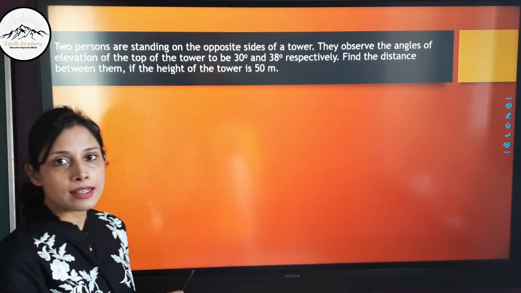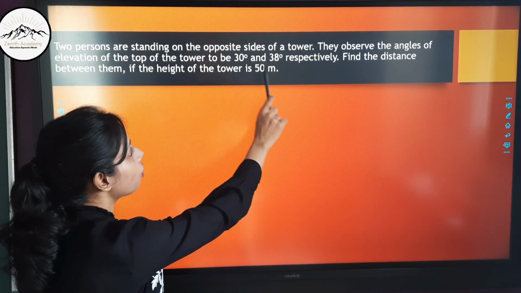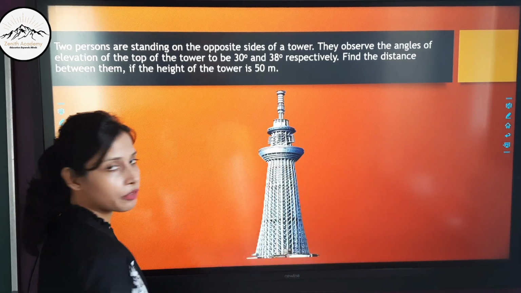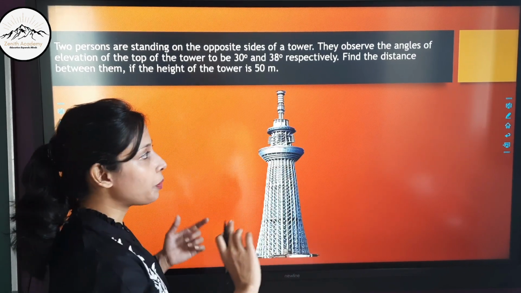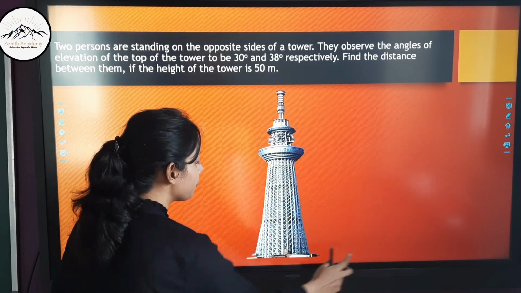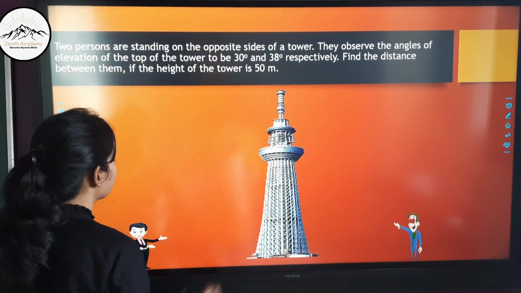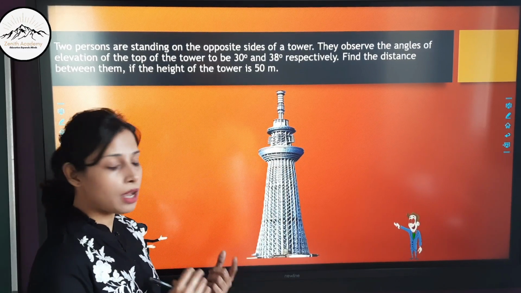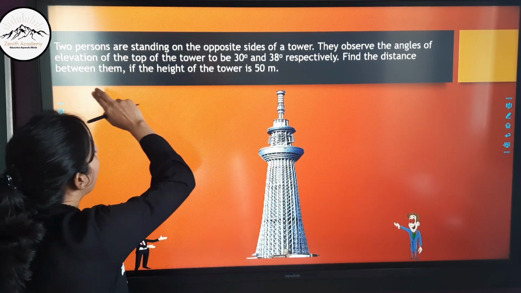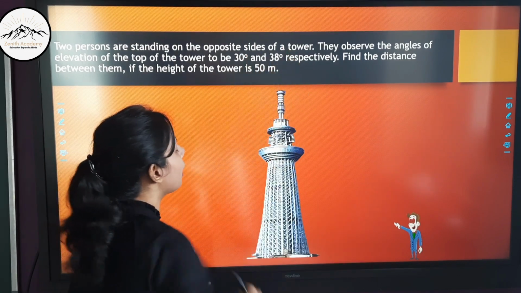Now from the first line itself we can draw the diagram. Two persons standing on the opposite sides of a tower. So what we first need is a tower. Now two persons are standing on the opposite side, means one is standing here and the other is standing there. Now they observe the angles of elevation. So the moment angles of elevation comes, it means they are looking at the top. Angles of elevation of the top of the tower to be 30 degree and 38 degree.